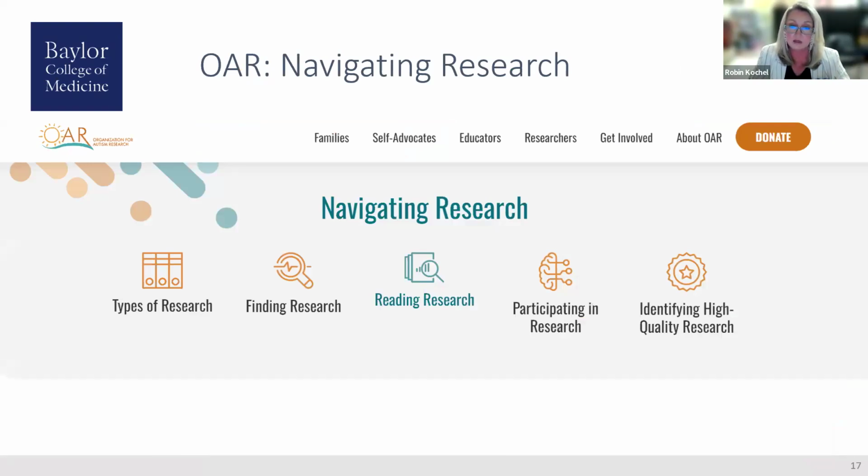And you can see they have like these 5 different icons that will lead you to looking more into different types of research, how to find research, reading research papers like journal articles and how to dissect that, participating in research, and then identifying high quality research. So I think for folks who, after this talk, are interested in taking a much deeper dive into these kinds of topics, this is a really great place to start.